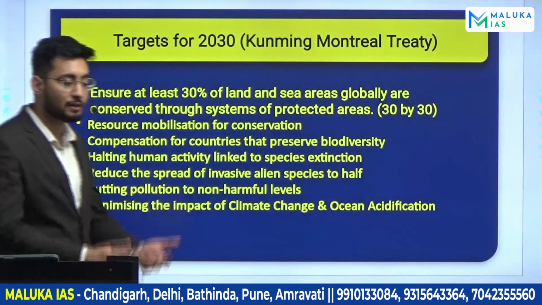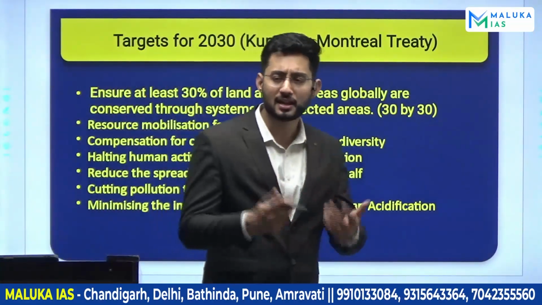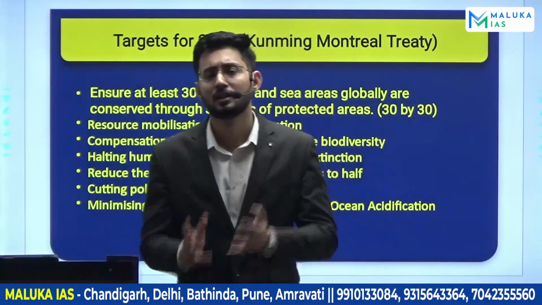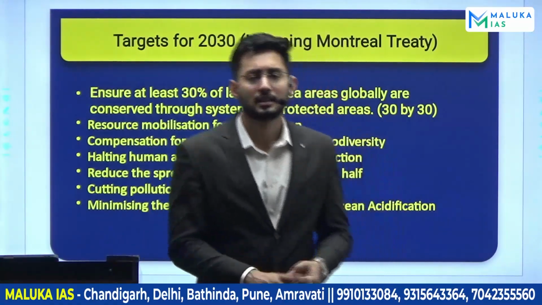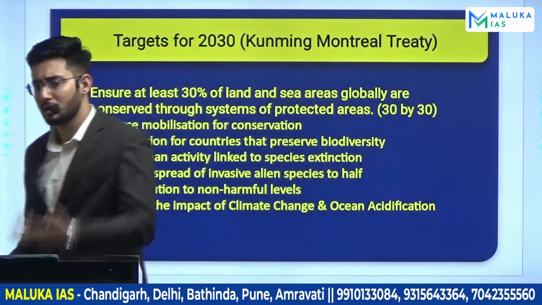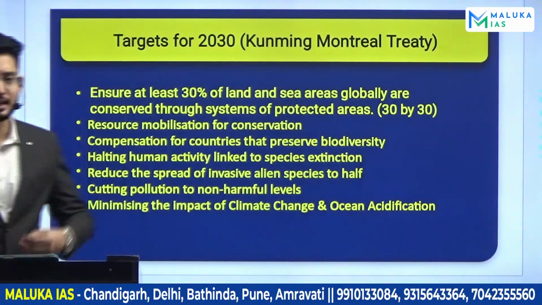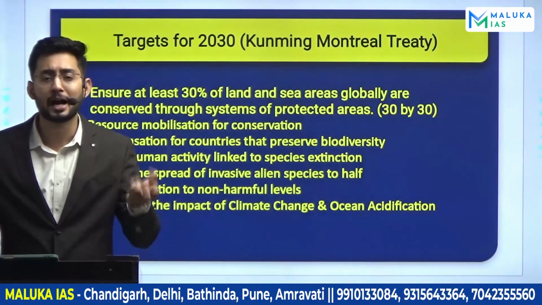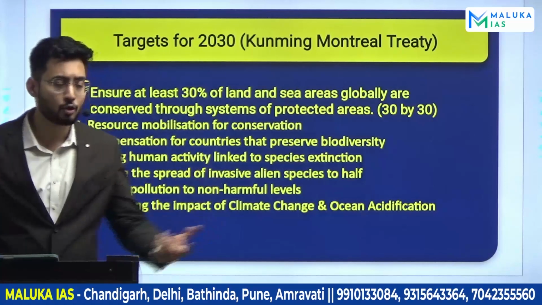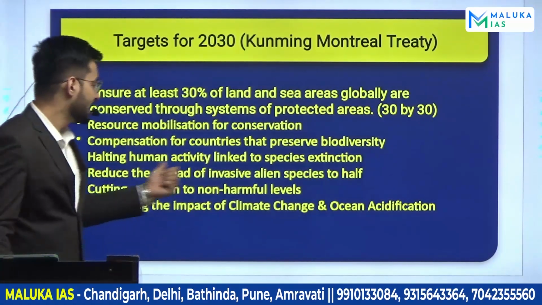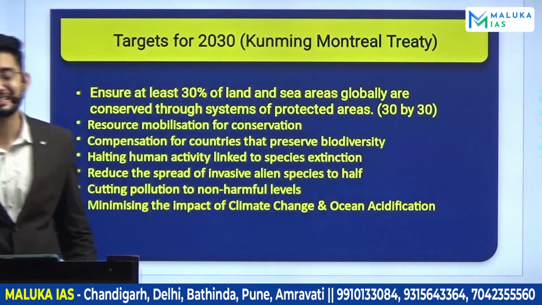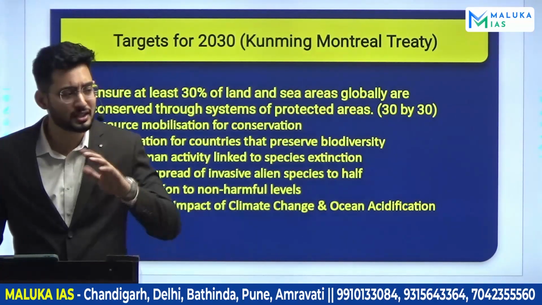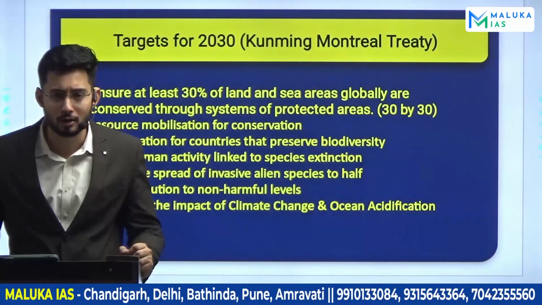Then comes the compensation for countries that preserve biodiversity. जो countries biodiversity को preserve करने के लिए कई सारे actions ले रही, like India is taking many plans, many projects, Project Tiger, Project Snow Leopard, dolphin, rhino, right? Then endemic species, lion-tailed macaque and all of that, नीलगिरी टार, उनके लिए क्या ecosystem development पर काम कर रहा है, wetland ecosystem development पर काम कर रहा है, तो क्या कर रहा है? Biodiversity को preserve कर रहा है. So India को उसमें भी compensation मिले. Halting human activity linked to species extinction, like overfishing, forest को cut करना, habitat loss.